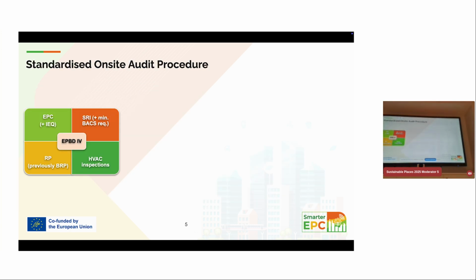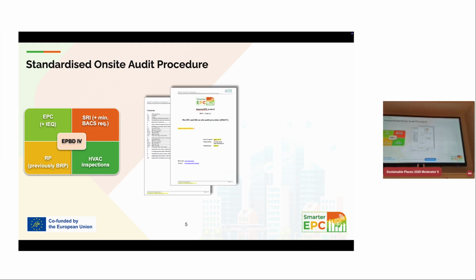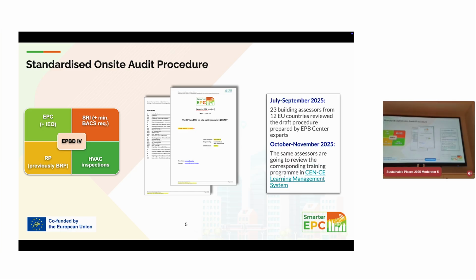As you can see, this is what we want to cover with this single procedure that should cover EPC, SRI, but also HVAC inspections and renovation passports. This is the document that is being prepared, and we are very proud of this activity because we have recruited 23 building assessors from 12 countries, and they have been working on reviewing this procedure that was prepared by EPB Center experts. And in case you have any question, you ask André.